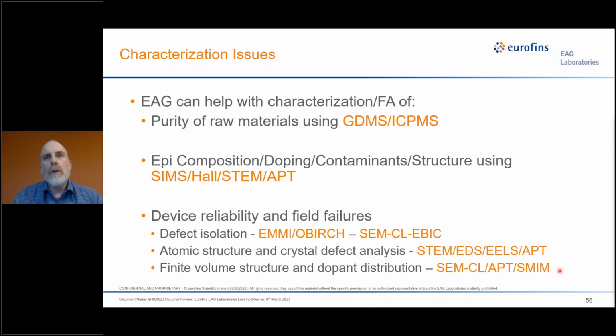And then we can go all the way to the device level and look at reliability and field failures, and help you create different experimental setups to look at how potential defects are affecting reliability. So we can do defect isolation with some optical or electron techniques. We can also look at the atomic structure and crystal defect analysis using STEM. And if we need to look at a finite volume of structure with dopant type sensitivities, then maybe we can try something like SEM cathodoluminescence or atom probe tomography, or potentially an AFM technique called scanning microwave impedance microscopy. So, next slide.